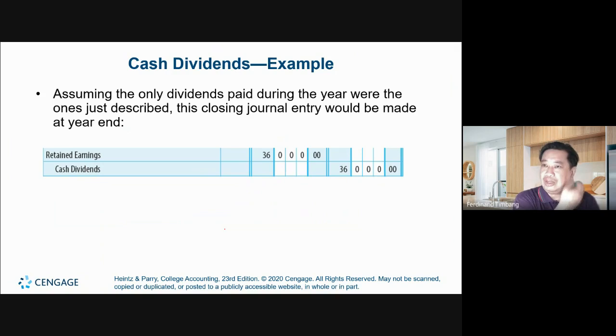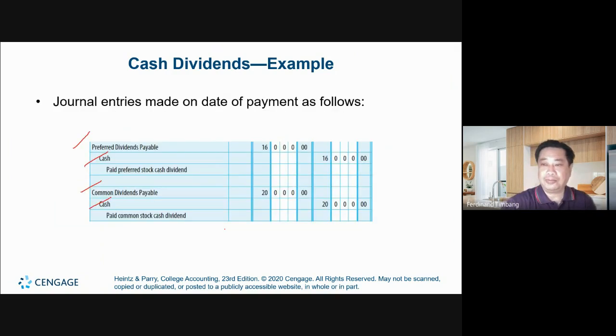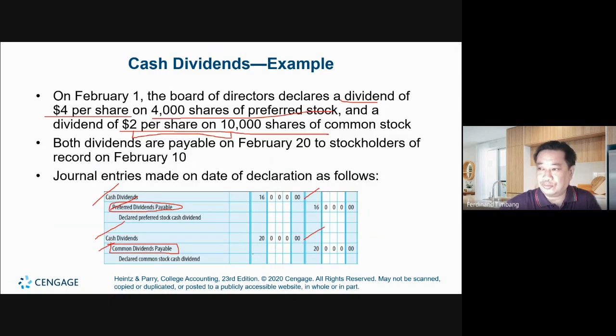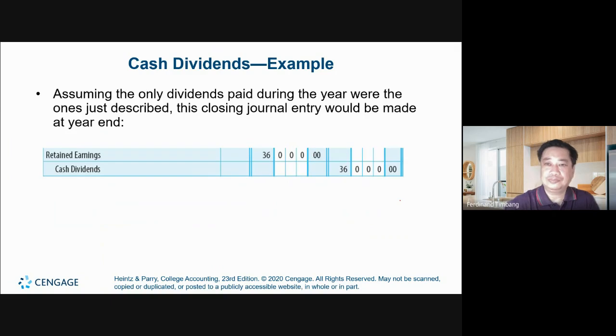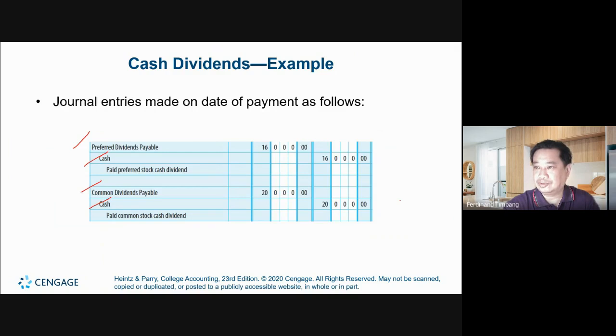Then, assuming the only dividends paid during the year were the ones just described, which means this is the only dividends we declared for the year. So at the end of the year, we will close that cash dividends to retained earnings. So we debit retained earnings, then credit cash dividends for the total. So we have the 16,000, 20,000 in total.